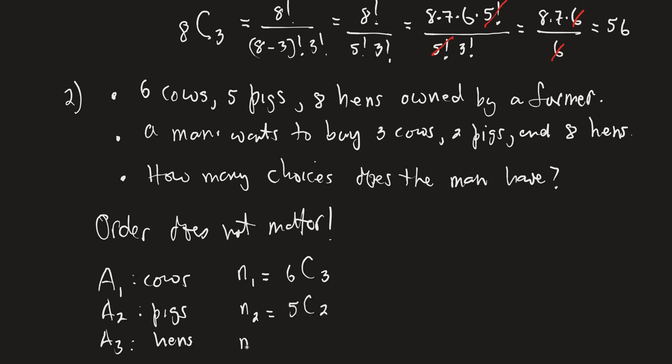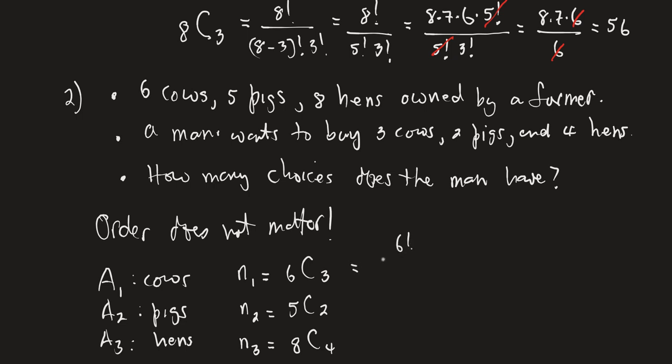And then finally, the number of hens. Oh, actually, no, he's not buying all 8. Let me change that: he could, but let's say he wants to buy just 4. So then this would be 8 choose 4. Right? And then let's write down what this is.